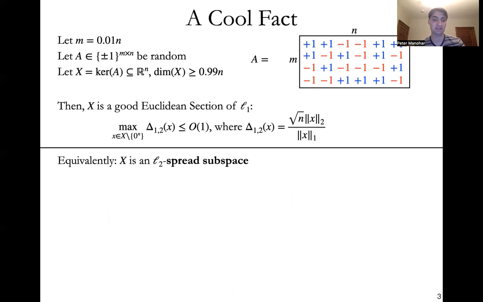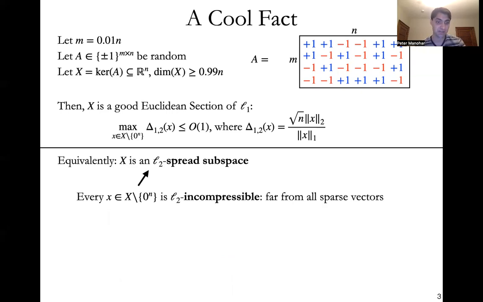We can equivalently say that X is an L2 spread subspace. And this means that every non-zero vector in the subspace X is L2 incompressible. That is, it's far in L2 distance from all sparse vectors. More formally, for any delta n sparse vector y, the L2 distance between x and y will be at least epsilon times the L2 norm of x, where delta and epsilon are constants. They'll in fact depend on this ratio of m to n, which here I've set to be like 1 over 100. But regardless, when m over n is a constant, the delta and epsilon will be constants. So that's what it means for a subspace to be L2 spread.